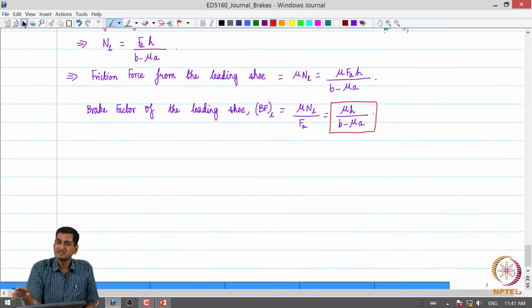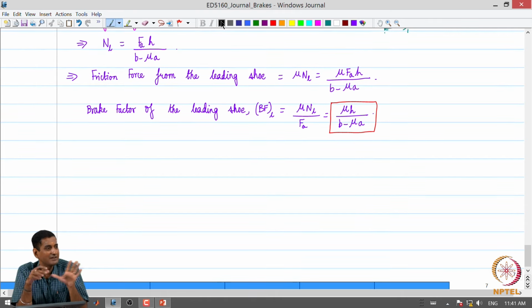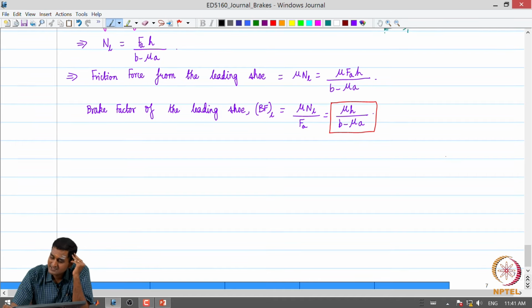Of course, this discussion will be completed once we do the same analysis for the trailing shoe, which we will do now. Then we will be able to appreciate what I mean by larger and smaller. When I say larger or smaller, we need to compare it with something else. So we are going to do that. Let us draw the free body diagram of the trailing shoe now, considering the same dimensions under a similar set of assumptions.